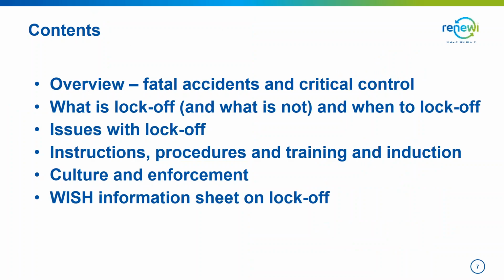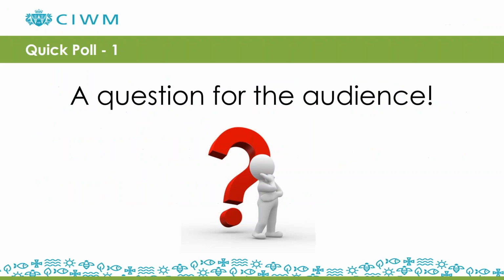What I'll be covering is an overview of why lock-off is a critical control, the basics of what lock-off is, what it is not, and when to lock off, a quick run through some of the issues with lock-off, some of the misconceptions I've commonly come across with lock-off, and pieces on instructions, procedures and training, perhaps more importantly, culture and enforcement, and then finishing off with the WISH information sheet on lock-off.